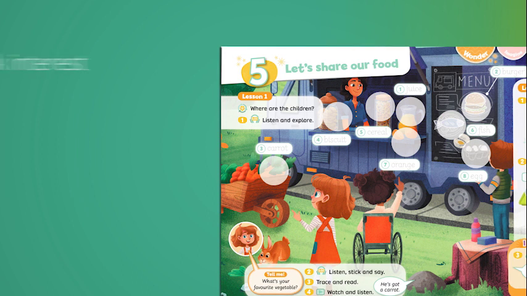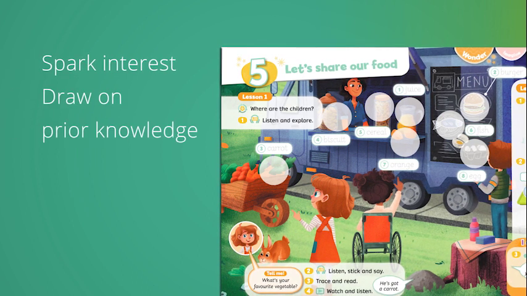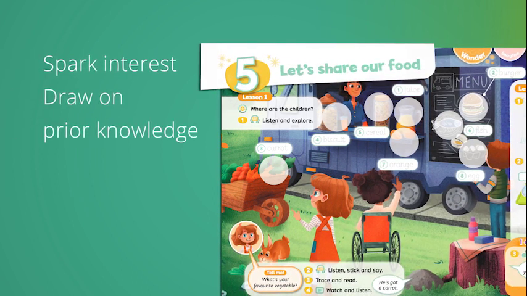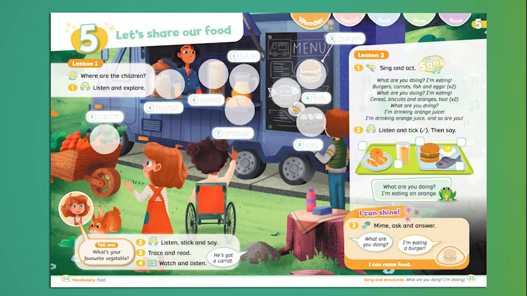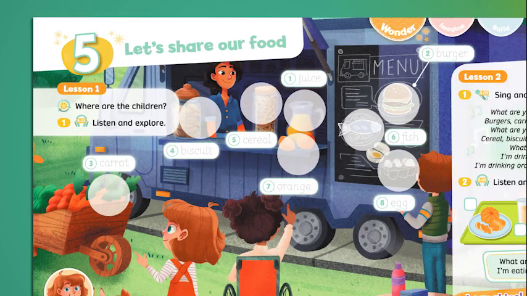The Wonder stage focuses on activities that spark interest and draw on prior knowledge. The unit title sets out the topic and the end goal. Lesson 1 starts with a diagnostic activity that encourages learners to look at the picture, think about the topic, and share any knowledge they already have.